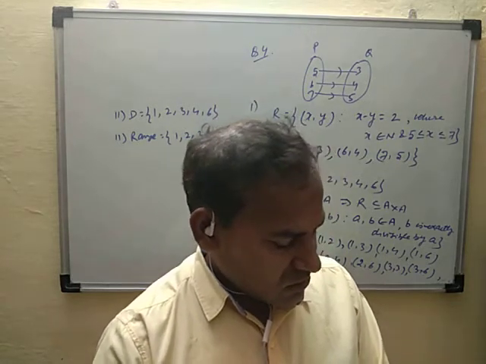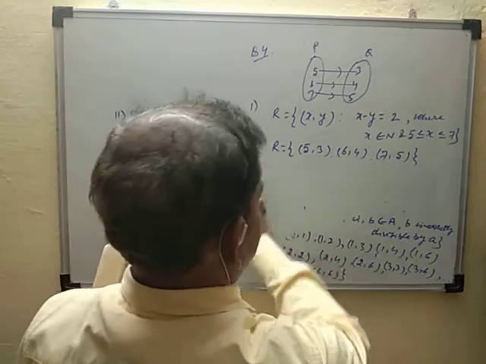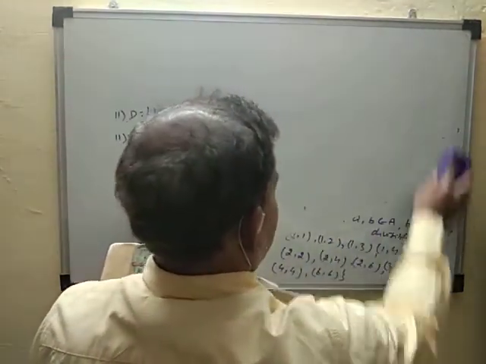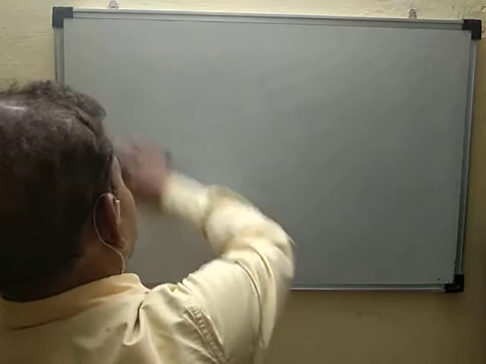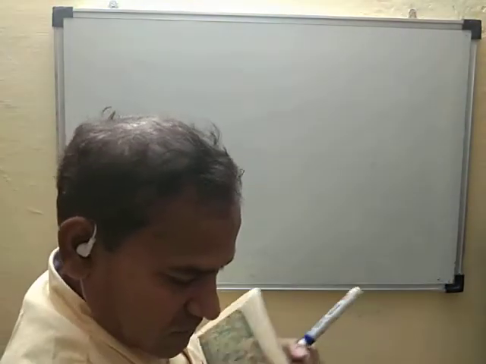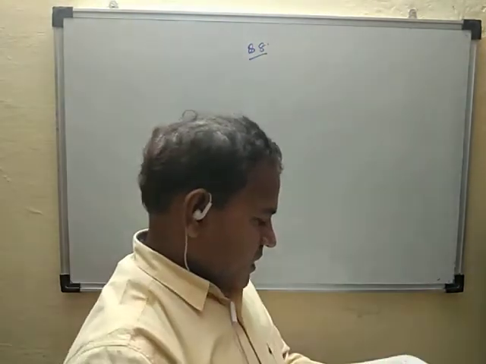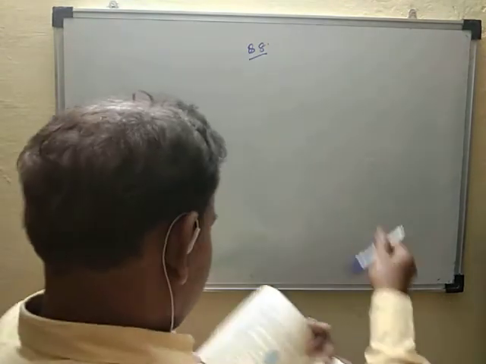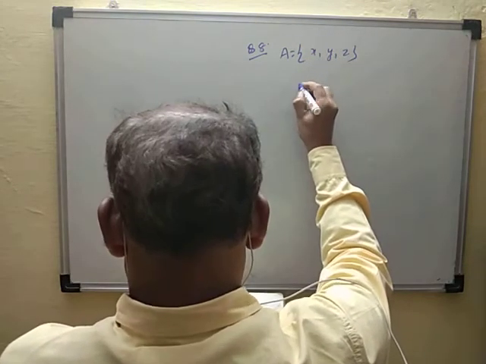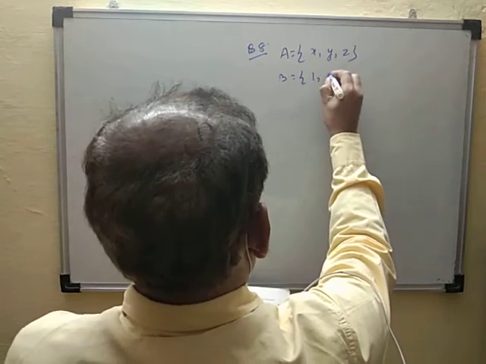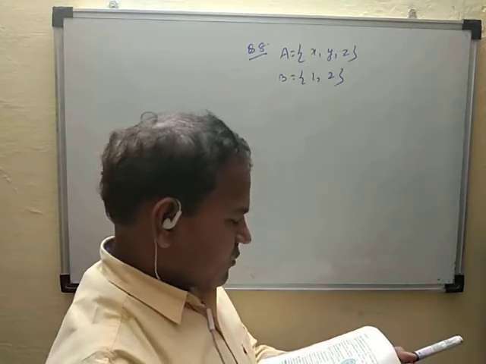Same as question number 8. Question number 8: set A is given as {x, y, z} and B is given as {1, 2}. Find the number of relations from A to B.